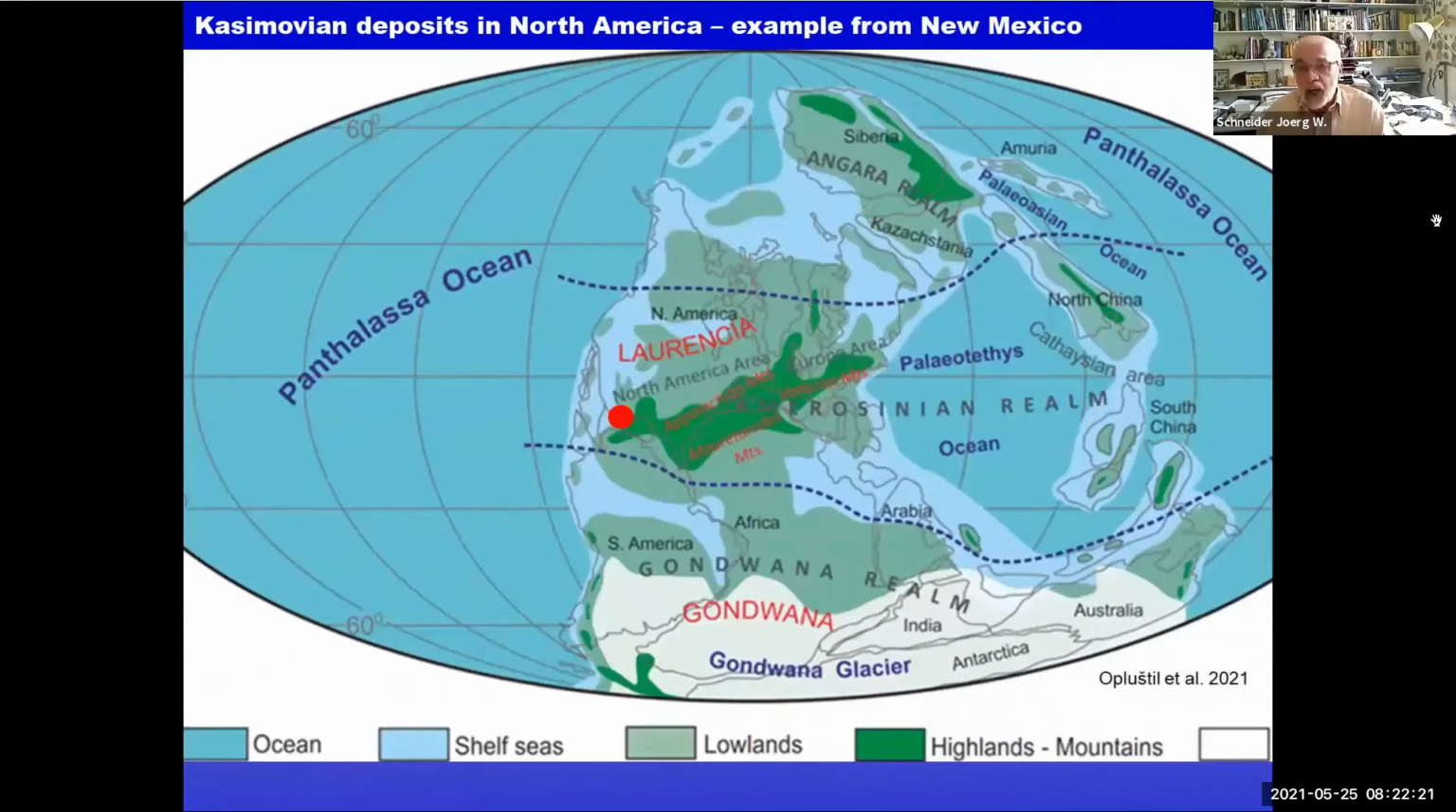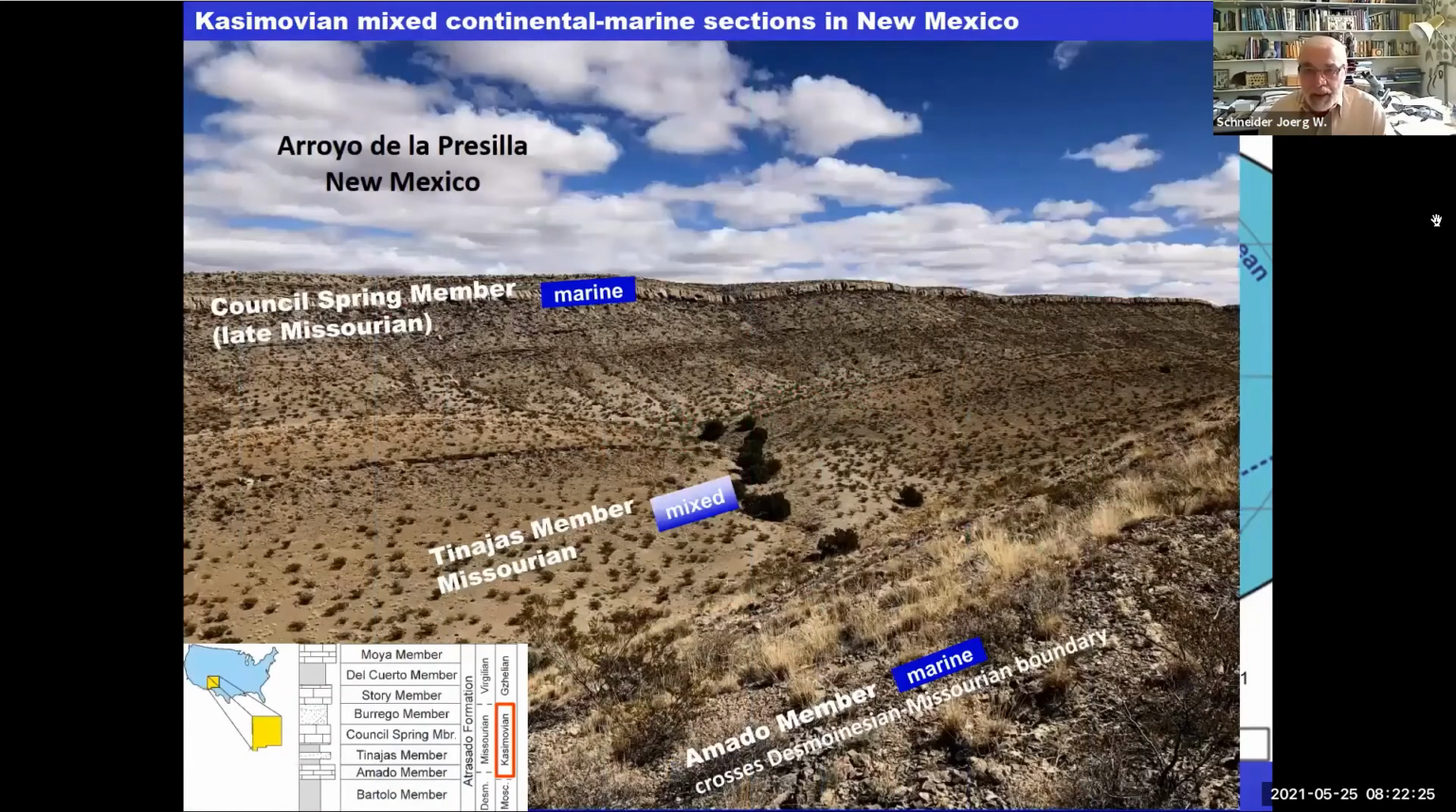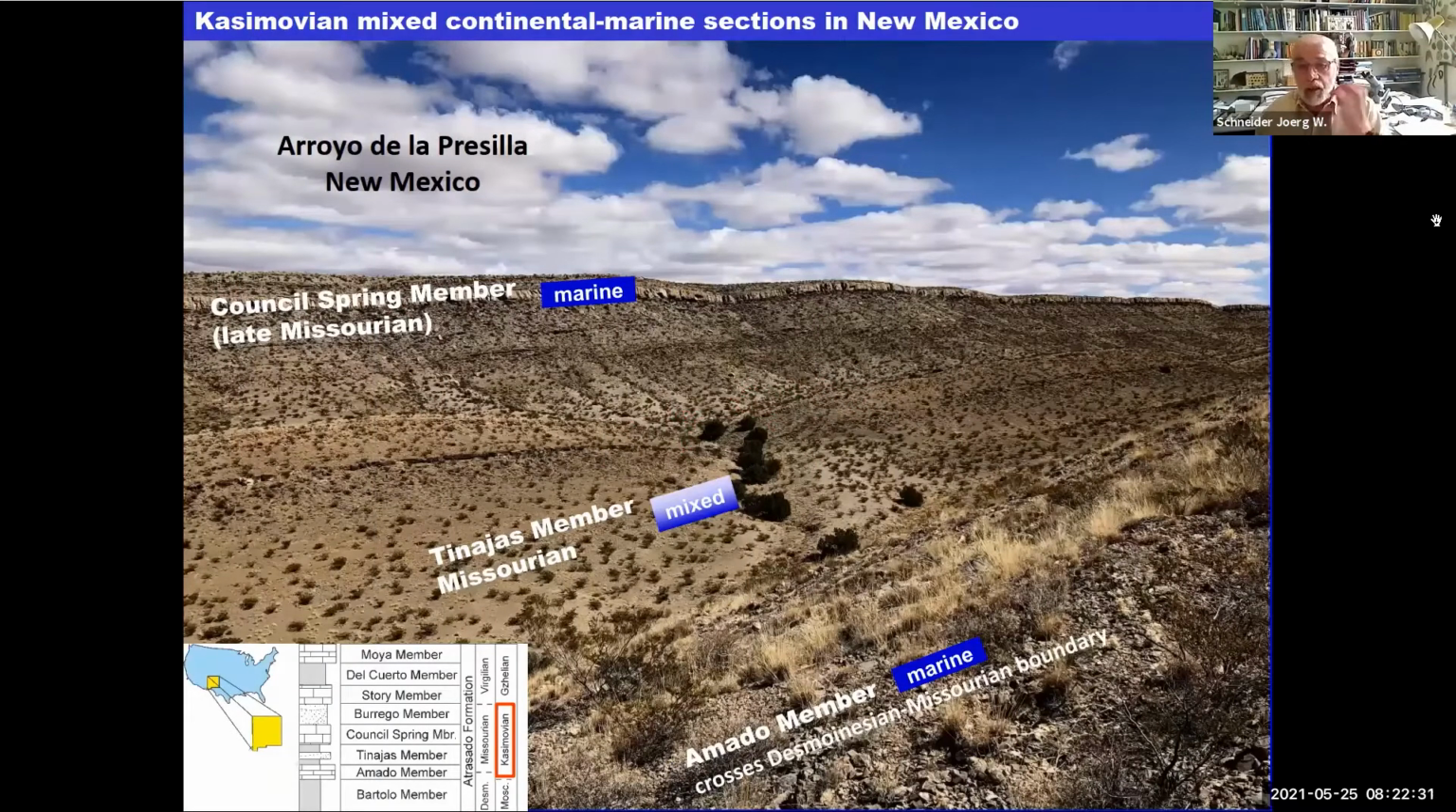Now to North America. There in the steppe-like landscape of New Mexico, the Kasimovian Atrasado Formation is very well exposed, especially the mixed marine Tinajas Member of Kasimovian age.